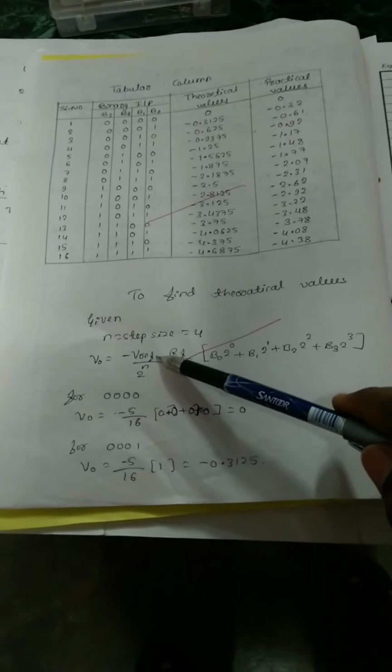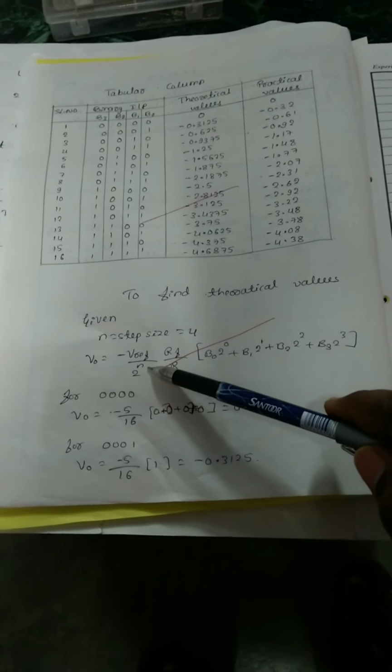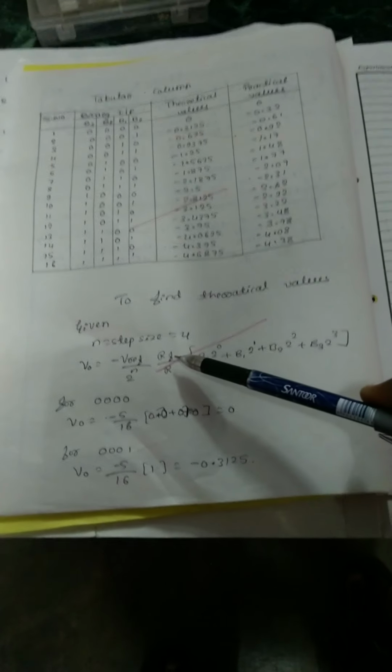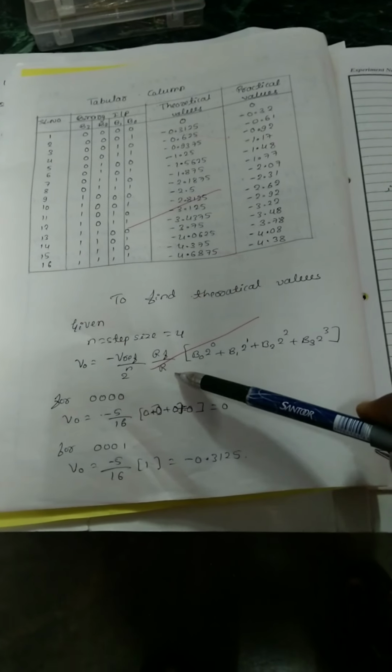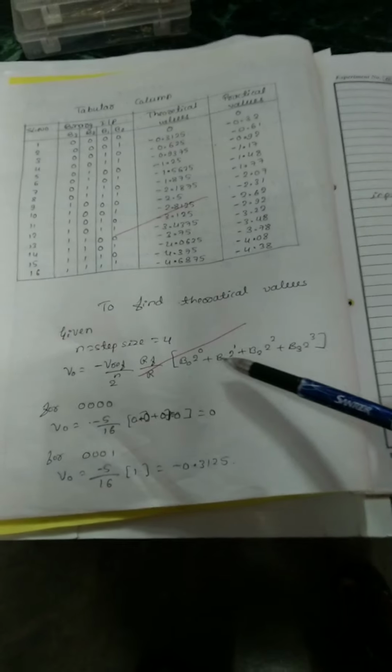So it is 5 divided by 2 to the power of n, that is 2 to the power of 4, and RF by R. RF and R I am taking the same value, so RF by R will be 1 only. So multiplied by these values.